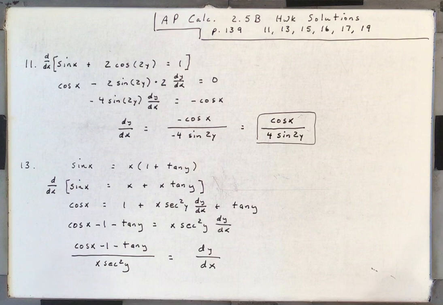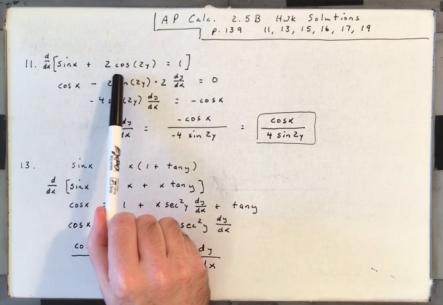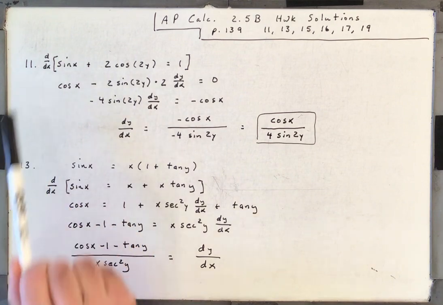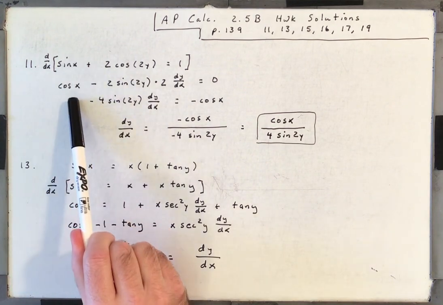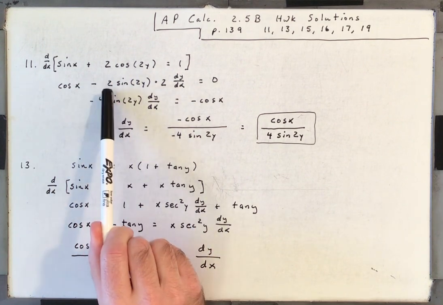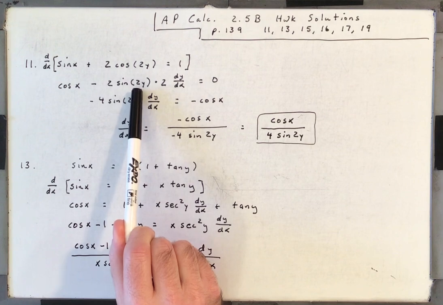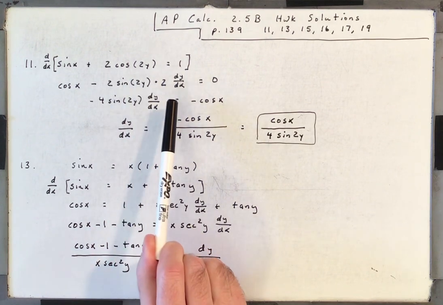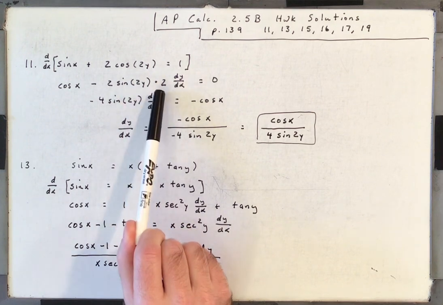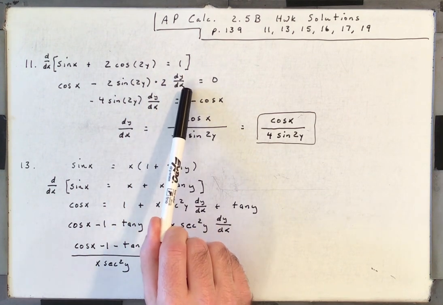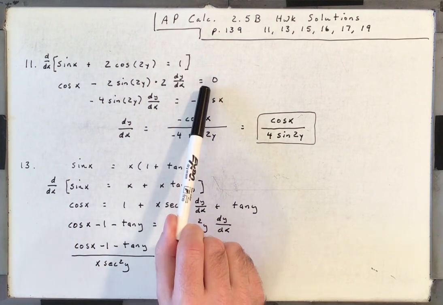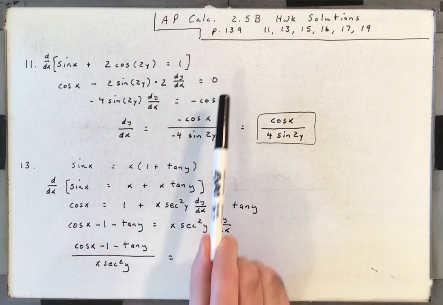Number 11, so we have sine x plus 2 cosine 2y equals 1. Going to take the derivative with respect to x of that. Derivative of sine is cosine. The derivative of cosine is minus sine, so it would be minus 2 sine 2y times the derivative of 2y. So that'd be 2. All right, derivative of 2y is 2 times dy dx, because the derivative of y with respect to x is dy dx, and that's equal to 0. Derivative of 1 is 0.